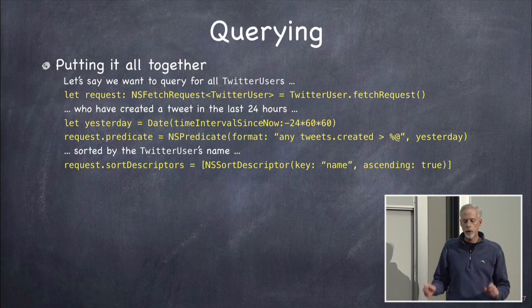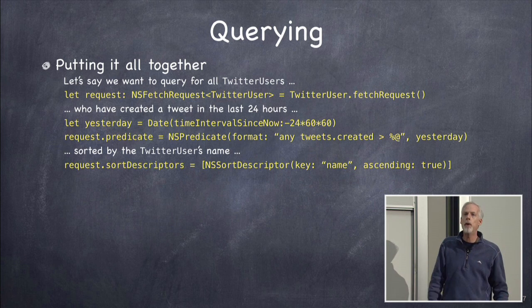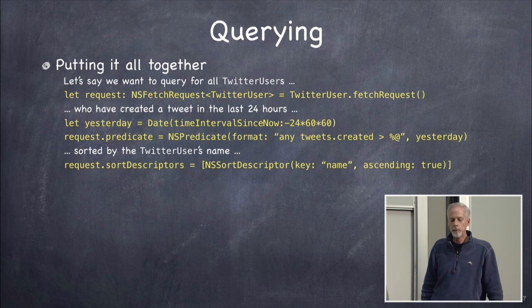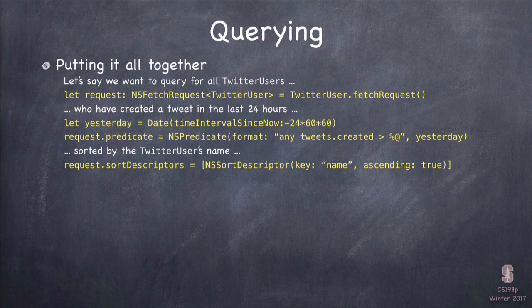So I'm just doing sort descriptor, key of name, ascending true. I'm not specifying a selector, so I'm going to get kind of the default comparison. Okay, that's it. So that's how you create a fetch request.